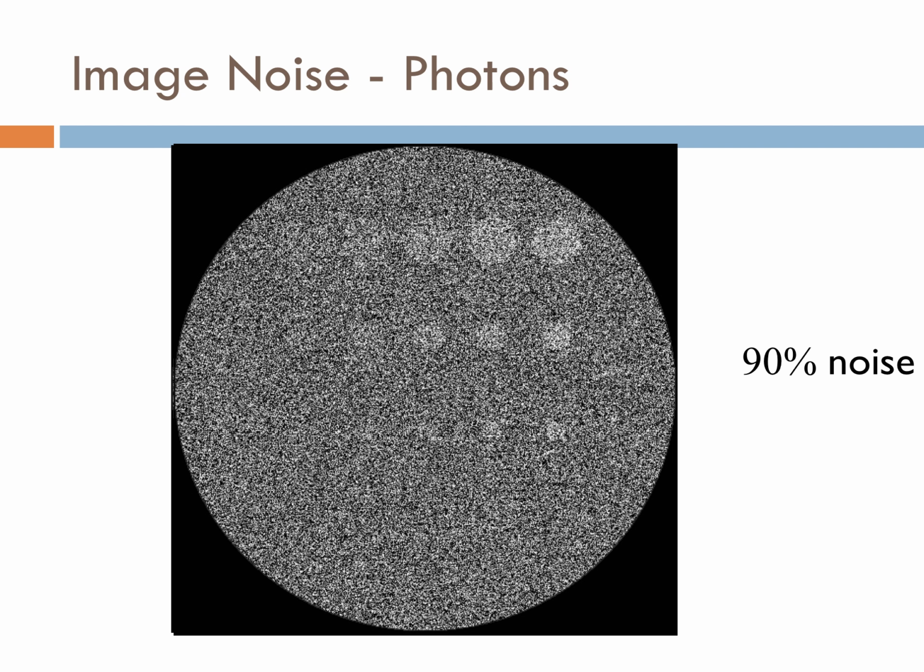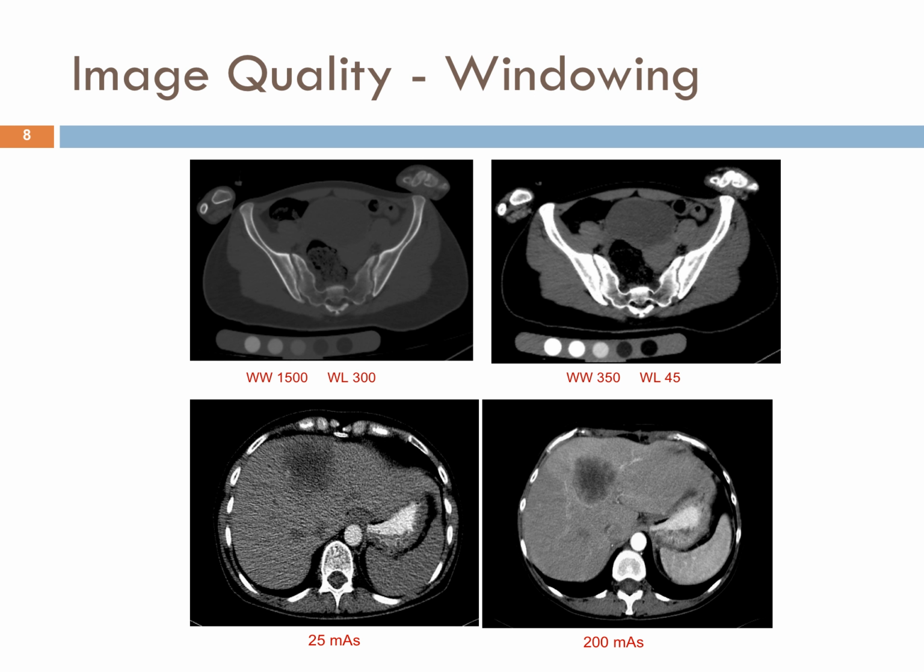We can also adjust the image quality characteristics through the use of windowing, and that's a bit like adjusting the contrast and brightness on the images from your camera as well. You can see on the upper left-hand side of the image, this is a window width of 1500 and a window level of 300, and that's looking at the soft tissues. The top two are axial scans through the pelvis, and the bottom are axial scans through the liver.